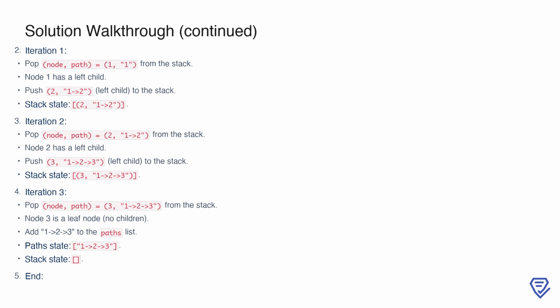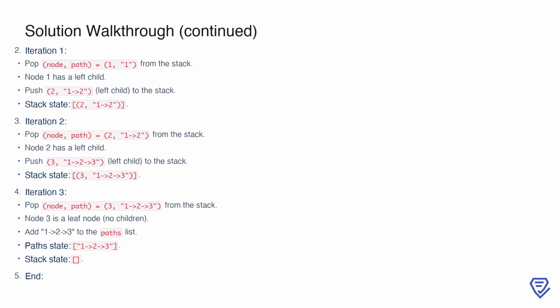We start by initializing the paths list as empty and add the root node to the stack along with its value as the initial path string. The first iteration involves popping node 1 with the path 1. Since this node has a left child, we push node 2 onto the stack with the updated path 1-2.